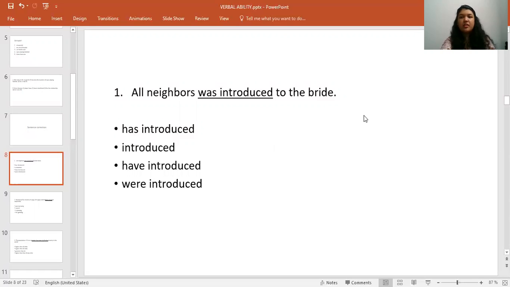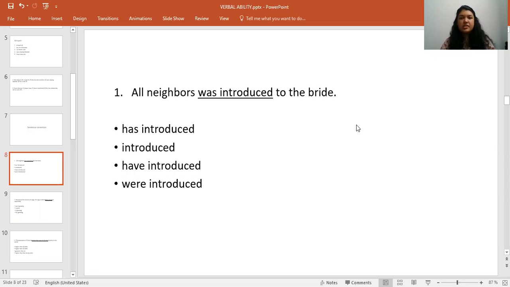So here we have all neighbors was introduced to the bride. When we check through each example: all neighbors has introduced to the bride, all neighbors introduced to the bride, all neighbors have introduced to the bride, all neighbors were introduced to the bride.